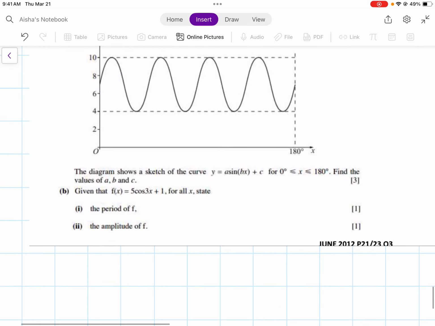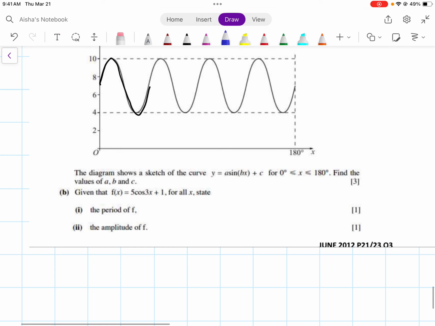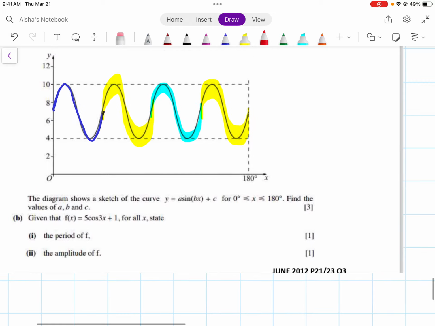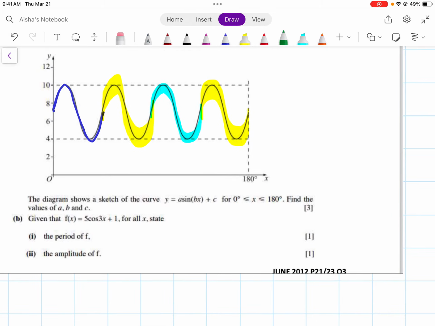Very simple. In 180 degrees, I can see 1, 2, 3, 4 cycles. Wow. So in 180 degrees, there are 4 cycles of cos. So in 360 degrees, there will be 8 cycles. So 360 divided by 8 is going to be 45 degrees, which is the period. And my frequency B is going to be 8.